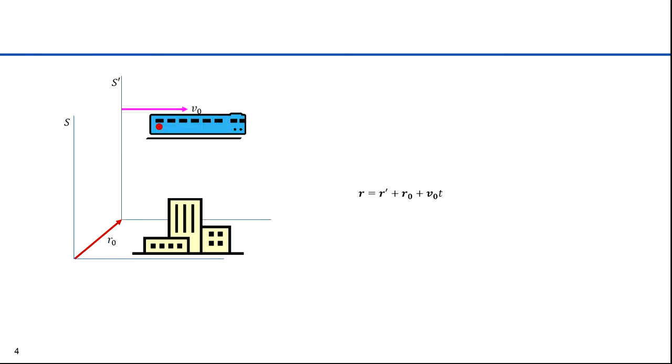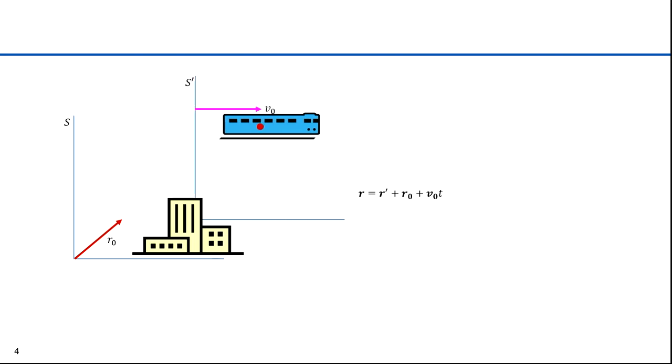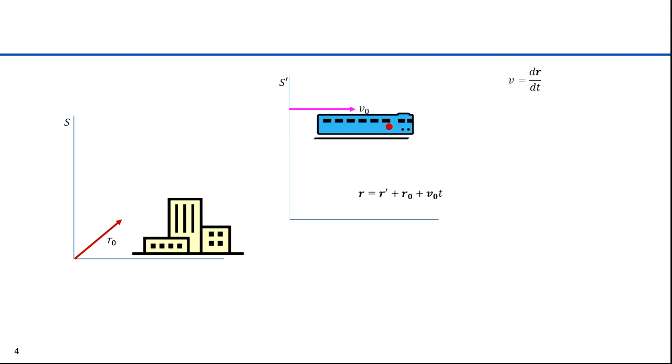Now let's put the red object in motion like we did before. In this case, both the object and the S prime reference frame move at a constant velocity. That looks like this. Velocity, like we said before, is the change in position over time expressed as dr/dt.